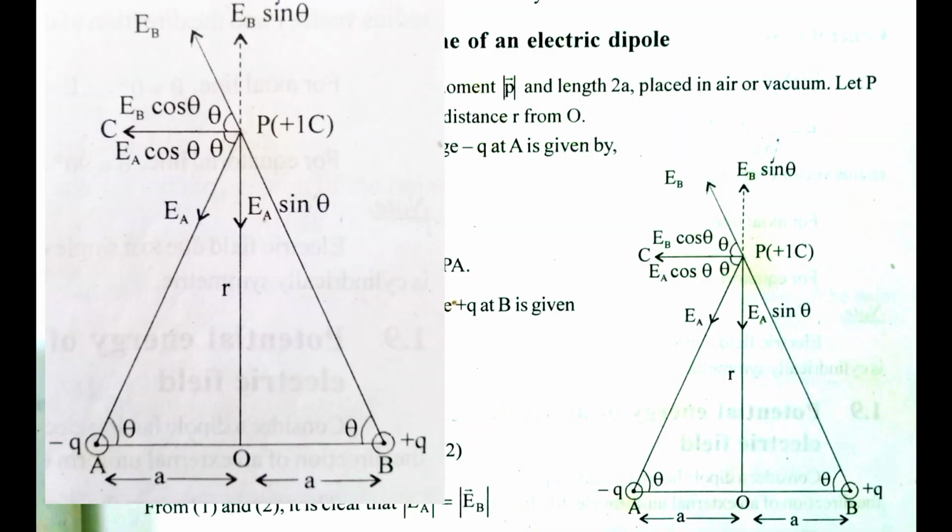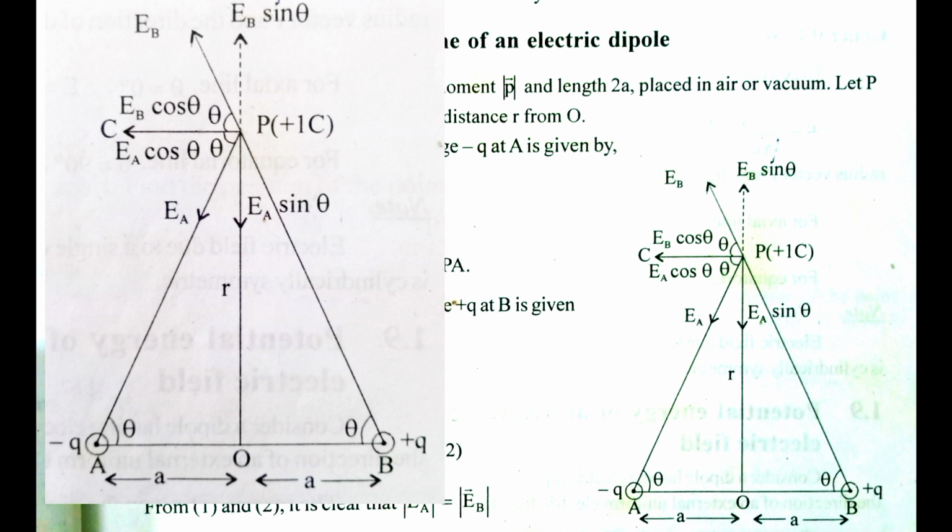Here we can see the diagram. The dipole is minus q and plus q separated by a distance 2a, and the center of the dipole is O. Here we are placing a point P on the equatorial line of the dipole. The distance from the center of the dipole to the point P is taken as small r. Then the distances OA and OB, from the center of the dipole to each side, are equal to a. Now we have to find the electric field at P.